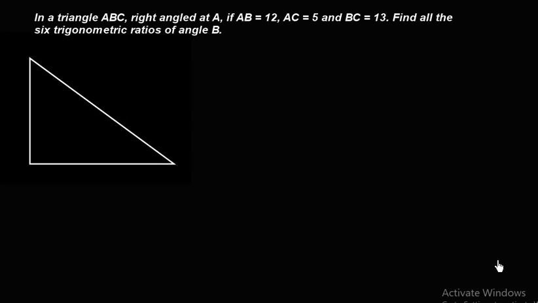This is Rakesh. Today's question: in a triangle ABC, right angle at A, if AB equals 12, AC equals 5 and BC equals 13 units, find all the 6 trigonometric ratios of angle B. Let's take this triangle ABC, in which the right angle is A. So let's take that.